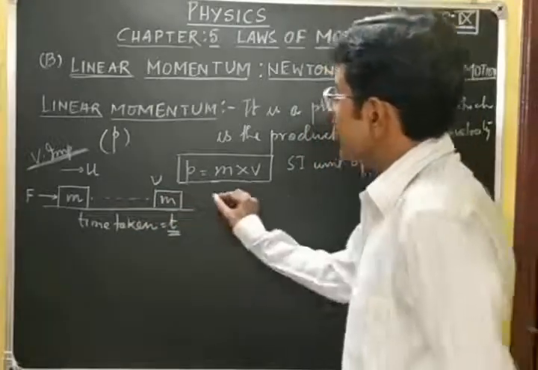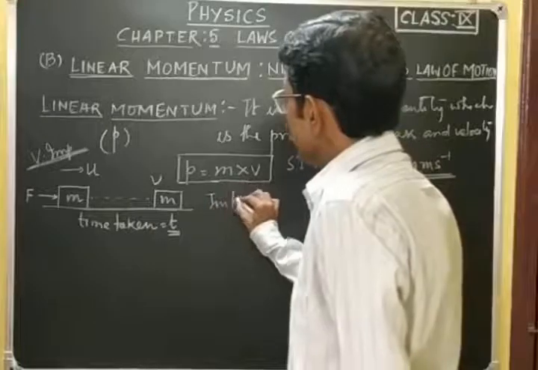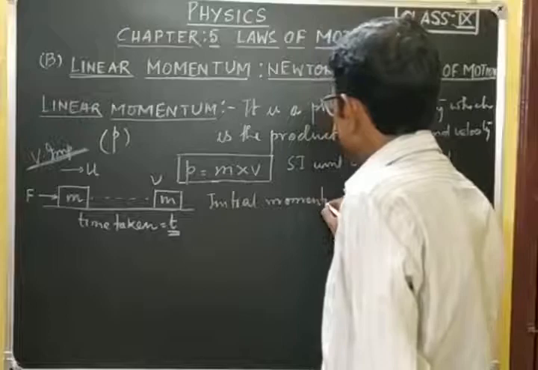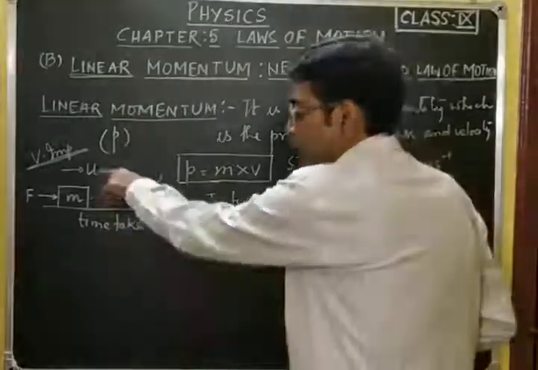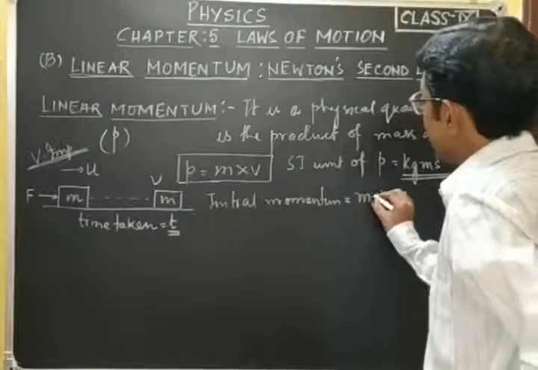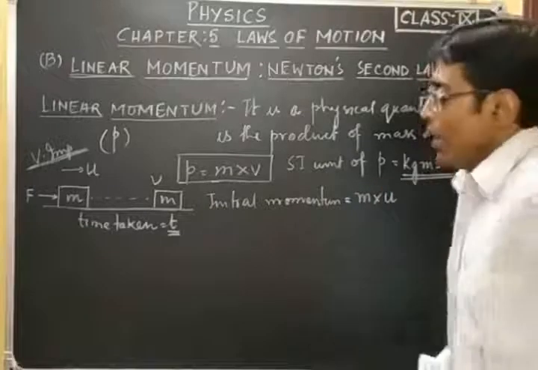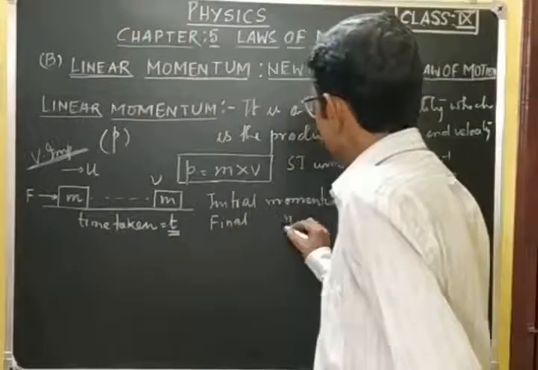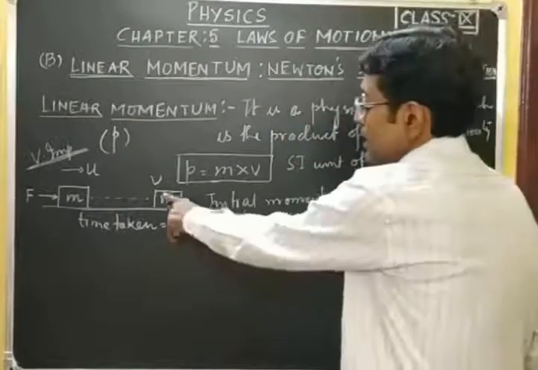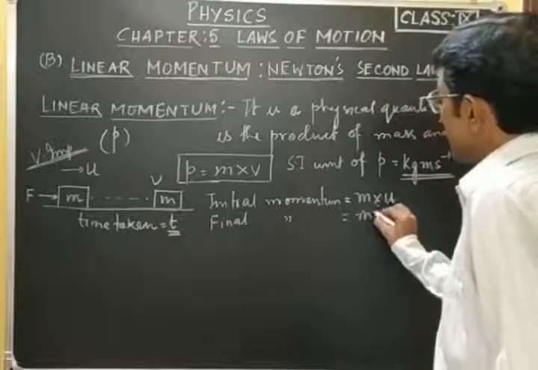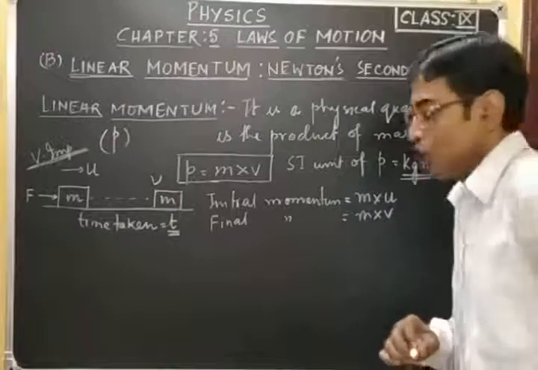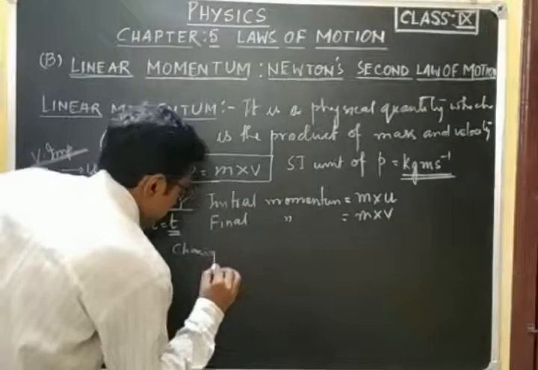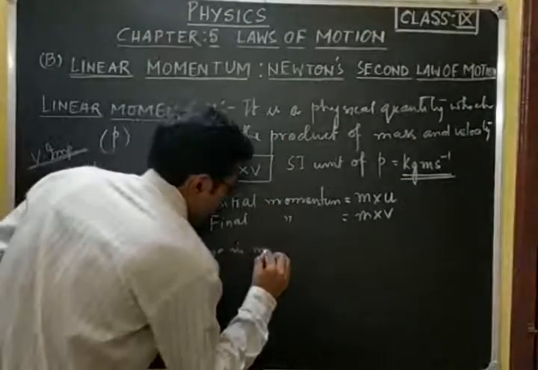So I can write initial momentum, that is mass into initial velocity, so I can write mu. And what about the final momentum? Final momentum is mass into final velocity, so I can write mv. So what about the change in momentum?